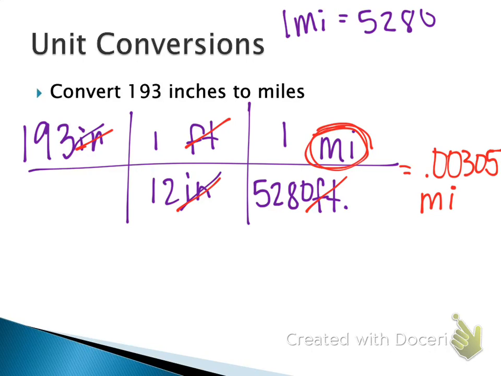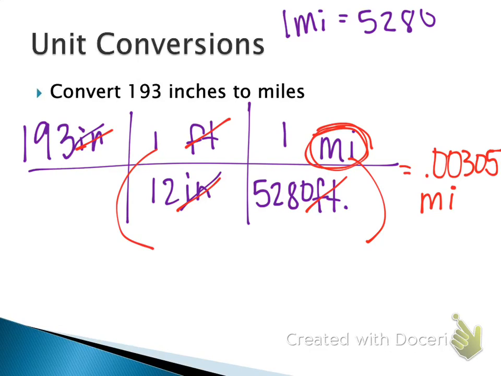So what happened in your calculator? You did 12 times 5,280 without parentheses. So your calculator took 193 divided by 12, and then it took that whole answer times 5,280. You need to put parentheses around your denominator. No, I just did 12 times 5,280. Oh, my bad. You haven't divided 193 by that yet. That's my fault. Okay, I misunderstood that.